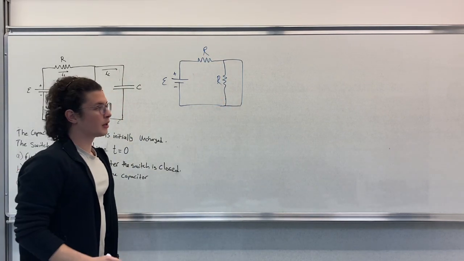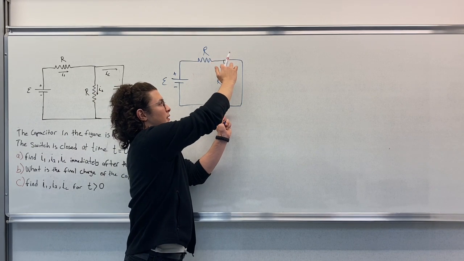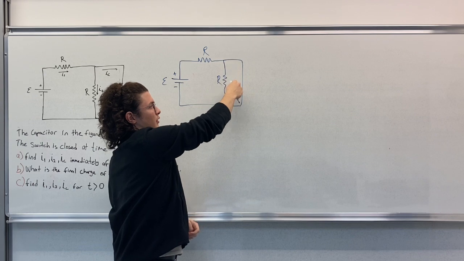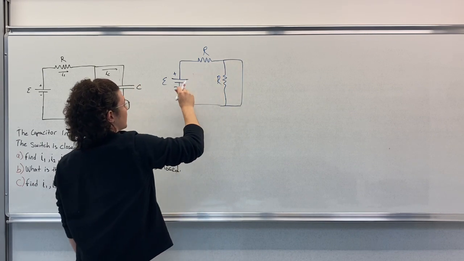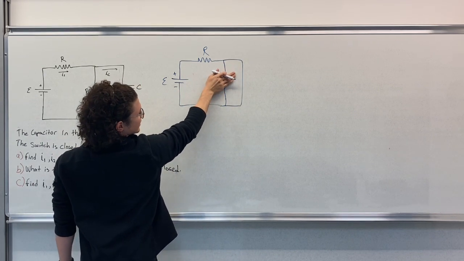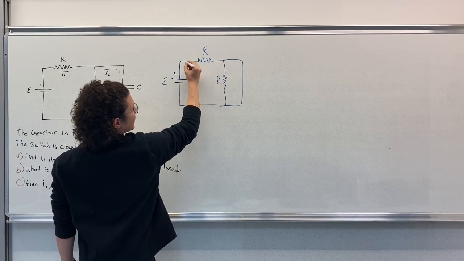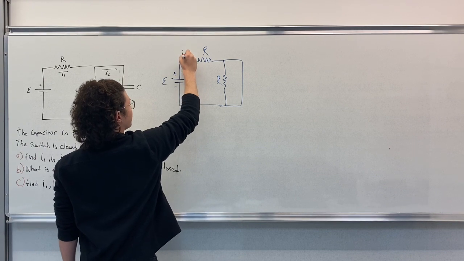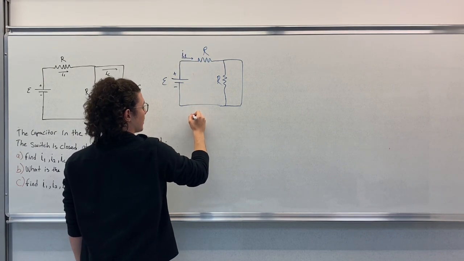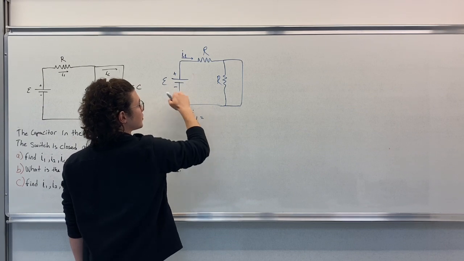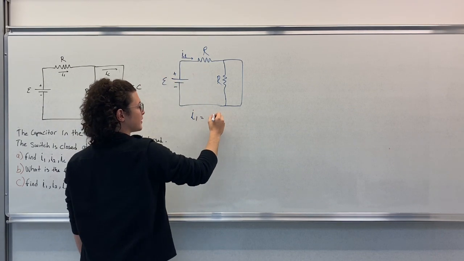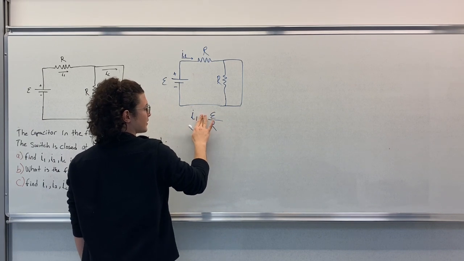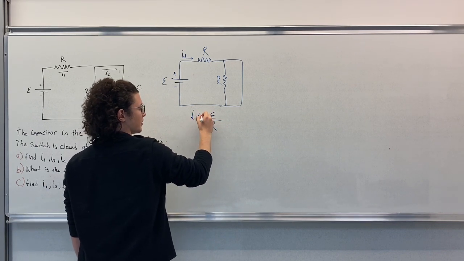As we know, this resistor is in parallel with a short circuit, so no current flows here. Therefore, our equivalent resistance here is R. We can write the current here, which is I1, as I1 equal to voltage divided by resistance, epsilon over R. Or let's write it like I1 zero.